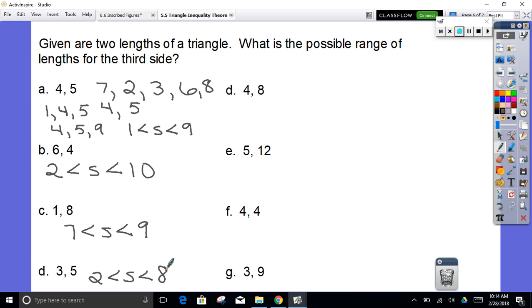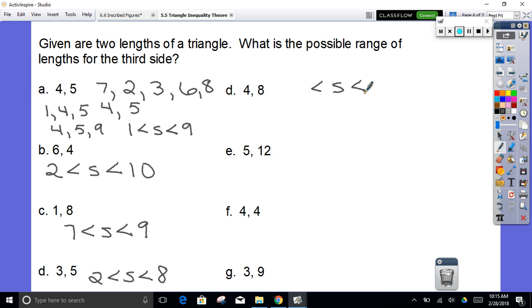Jaden, tell me another length of the third side for this triangle. 4 would work. And David, give me one more. 5.5. Thanks for using the decimal. All right, let's go on. There's another letter D here. That's my silly mistake. All right, so the third side of this triangle has to be between what two numbers?